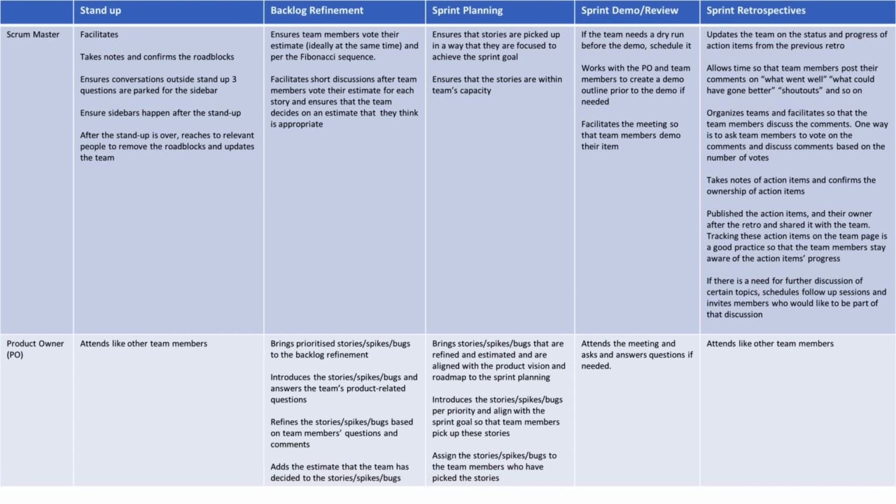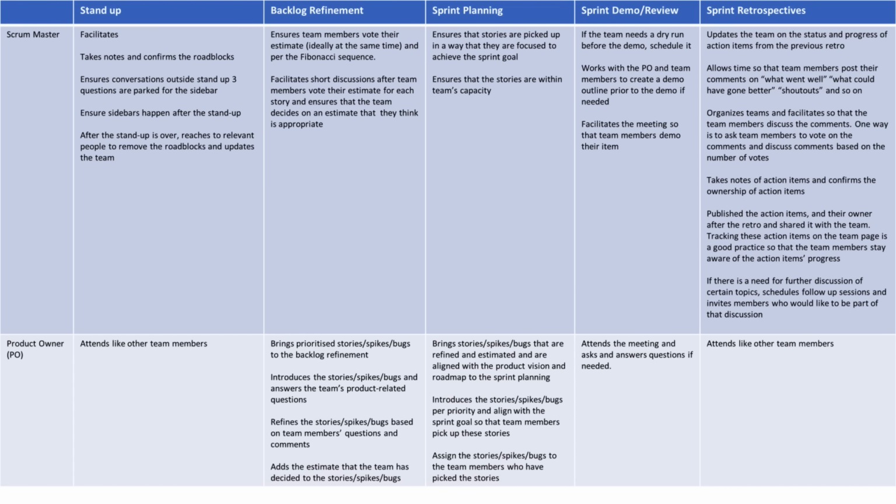The product owner's role in sprint planning sessions includes bringing prioritized stories, spikes, and bugs that are refined and estimated and are aligned with the product vision and roadmap to the sprint planning. Introducing the stories, spikes, and bugs per priority and aligning with the sprint goal so that team members pick up these stories. Assigning the stories, spikes, and bugs to the team members who have picked the stories.